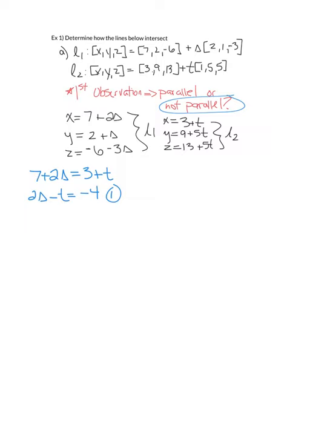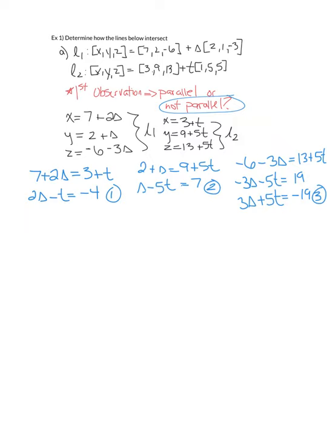When I set my x equation equal to my x equation, I'm left with my first equation, so 2s minus t equals negative 4. I did the exact same thing for y here, so s minus 5t is equal to 7. And then the same thing for z. After I set it up, I had a negative 3s minus 5t, and I thought it would be nicer to work with positives, so I switched sides for the left and the right hand side there. So 3s plus 5t equals negative 19 is my third equation.